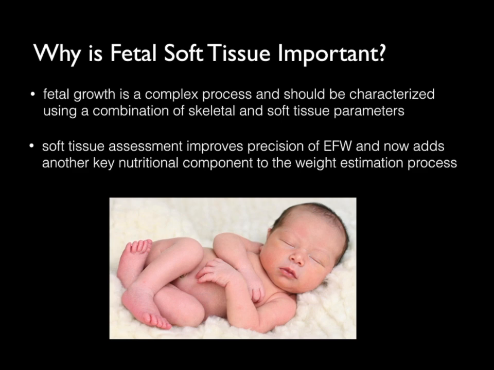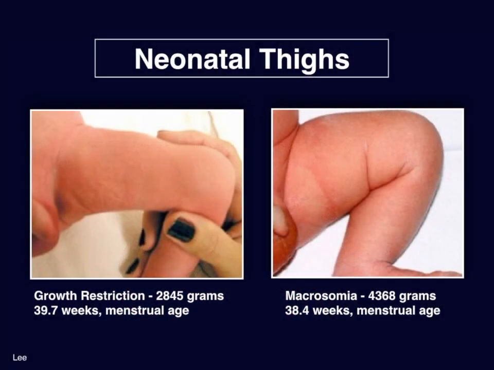I will explain how fetal soft tissue assessment can be used to improve the precision of EFW and now adds another key nutritional component to the weight estimation procedure. As an example, visual inspection of these two term neonatal thighs indicates a growth-restricted infant on the left and a macrosomic infant on the right side.